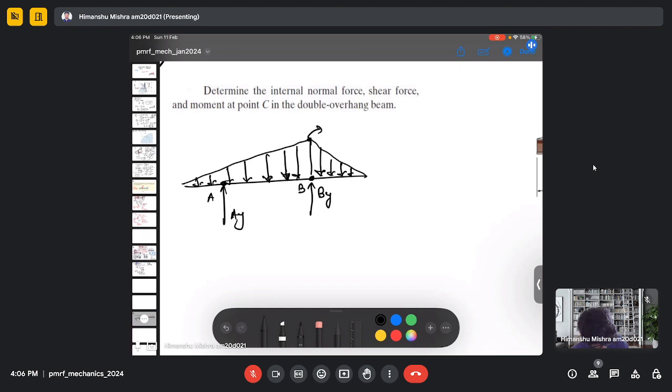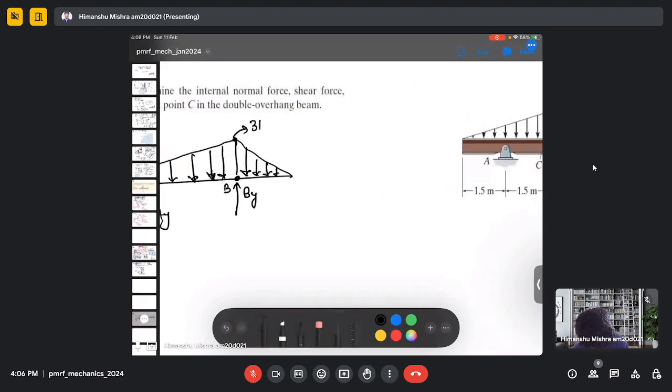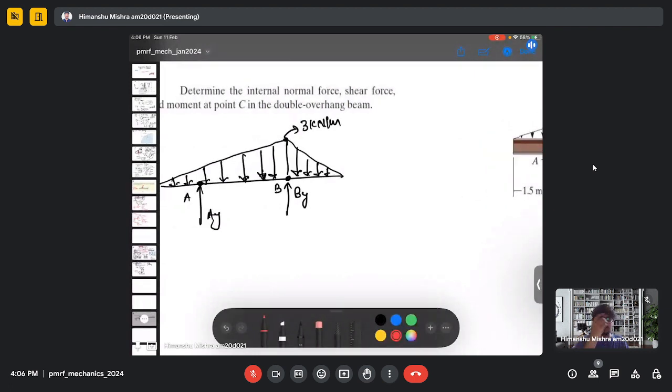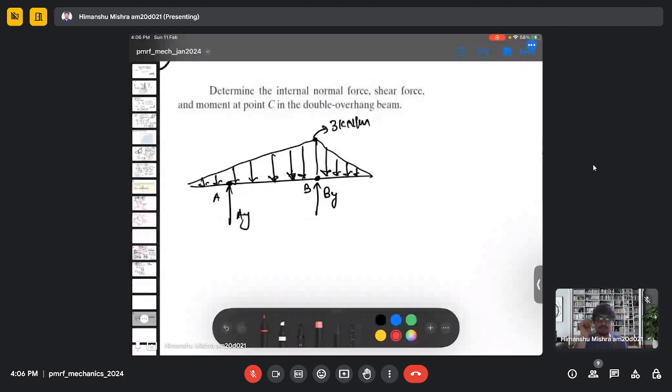And this point is 3 kilonewton per meter. So now we have a load which is varying in both left and right direction. So we can actually split this varying load into two parts. First is this, and second part is this.